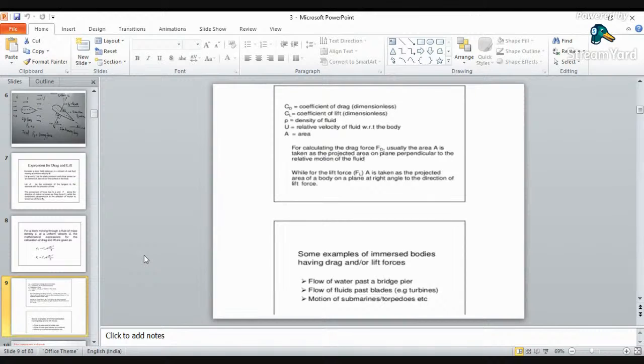Now in this equation, CD is the coefficient of drag, again dimensionless. Cl is your coefficient of lift, rho is the density of the fluid in which your body is moving, either air or another type of liquid or water. Then u is your relative velocity and A is the area of that object.